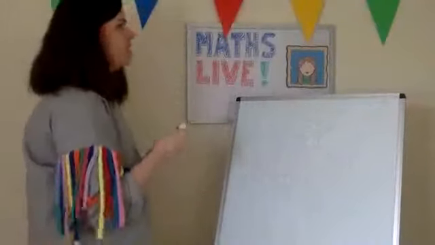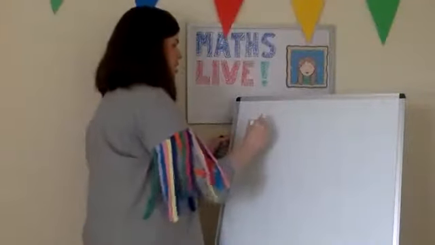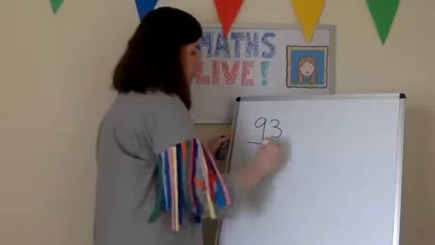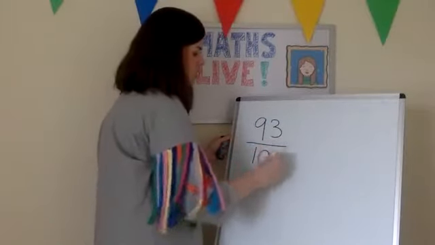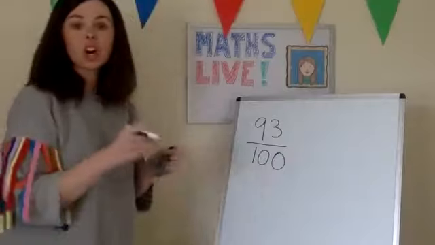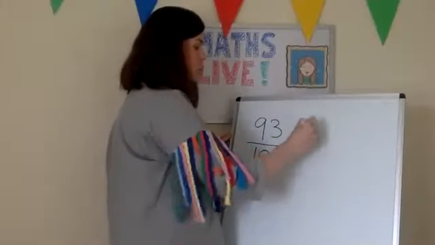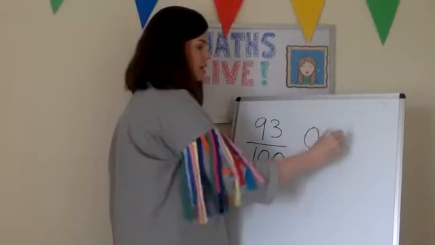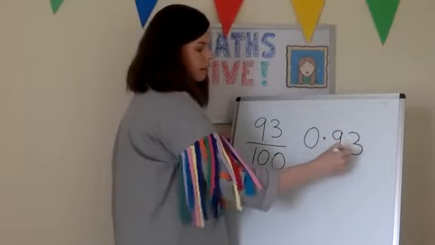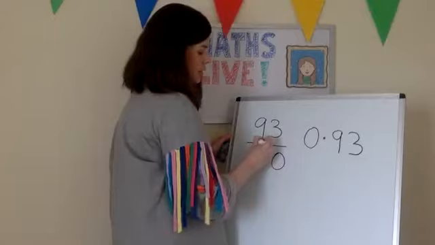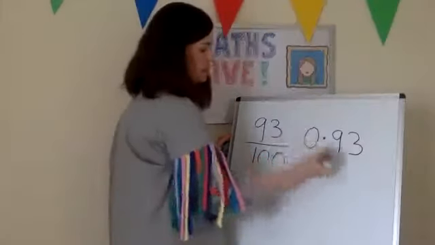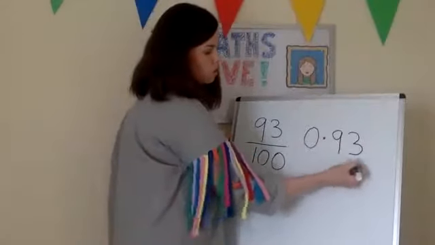And if we have, say, 93 over 100, that means we're going into the hundredths column. So 93 over 100 would be 0.93, okay? Because we've got our 9, which is our tenths, and our 3, which is our hundredths. We've gone across 2.